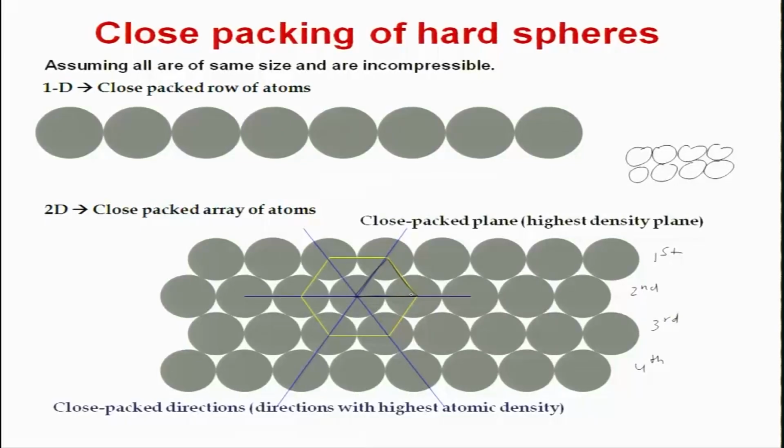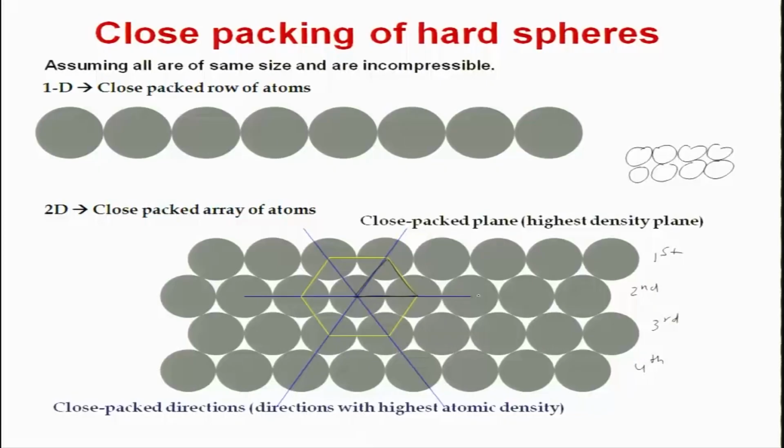And you have close packed directions. The directions depicted in blue are the directions with highest atomic density. So, this direction, that direction, this direction, they are all close packed. How many close packed directions are there within a plane? You have 3 directions, and if you take the negative indices, that is 6 directions within a plane which are close packed. But you have 3 distinct rows of atoms which are close packed and which are at equal angles to each other.